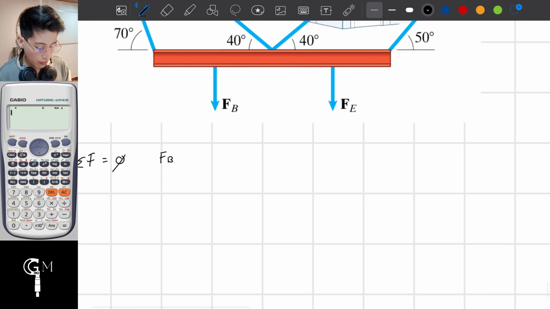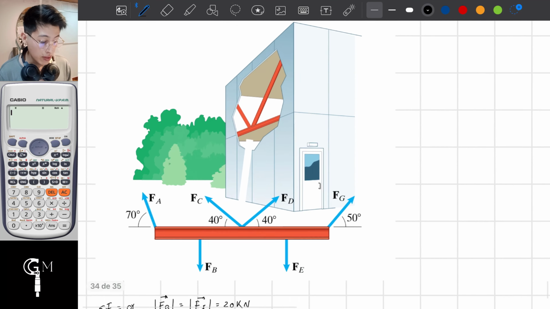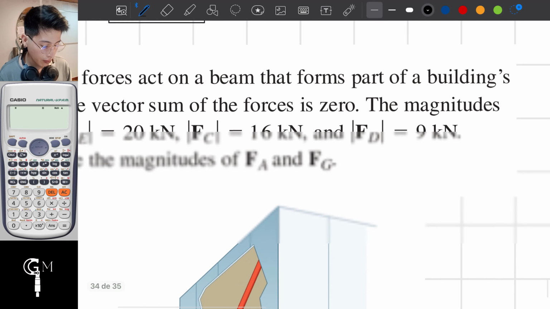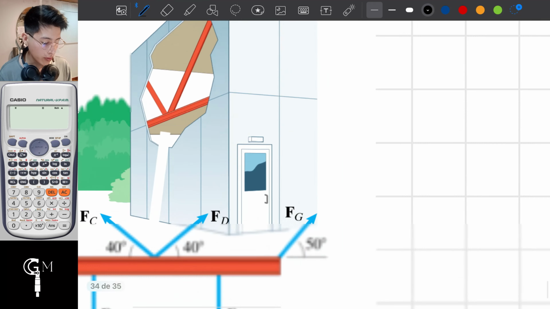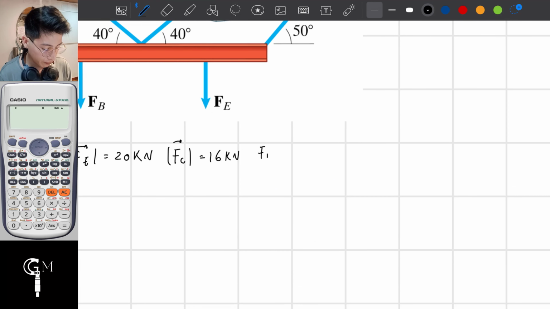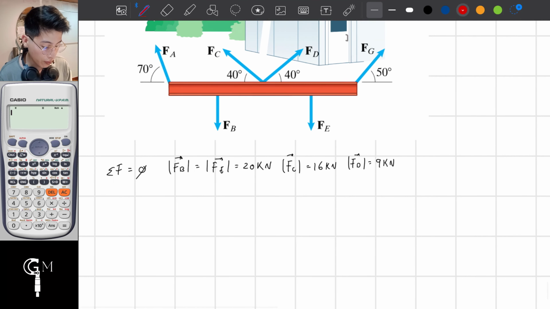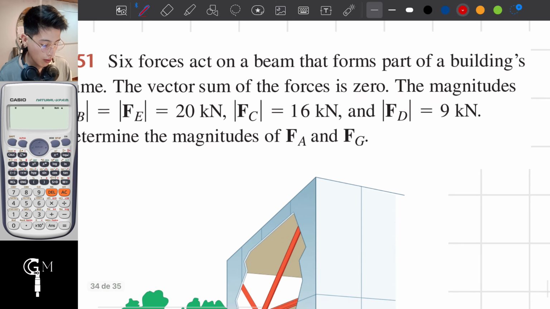So, Fb, the magnitude, is equal to Fe, and this is equal to 20 kilonewtons. Fc equals 16 kilonewtons. And Fd equals 9 kilonewtons. The exercise is asking for the magnitudes of Fa and Fg.